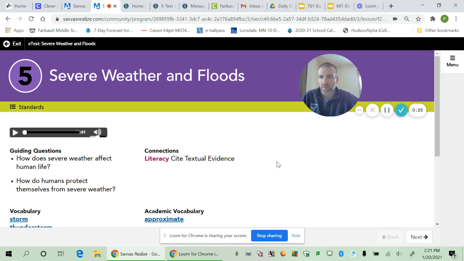On the first page, we start out with a couple of guiding questions that we don't necessarily need to write down an answer to, but these are things you should be thinking about as we're going through this lesson. How does severe weather affect human life? And how do humans protect themselves from severe weather?